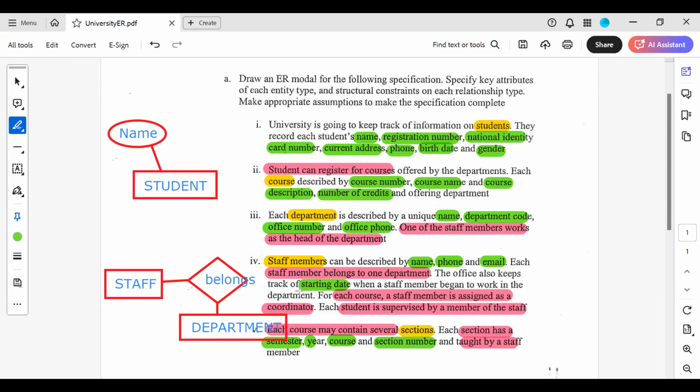But the office also keeps track of the starting date when a staff member began to work in the department. So we talk about these two relations. Whenever a staff member starts work in the department, we keep track of the starting date. So the ideal situation is that the starting date is an attribute which belongs to this relation.